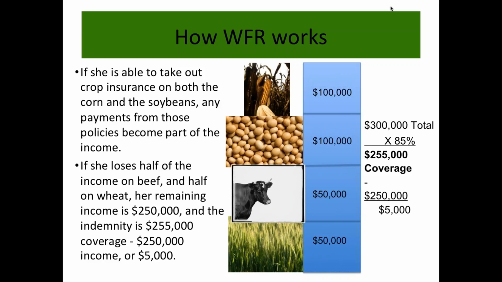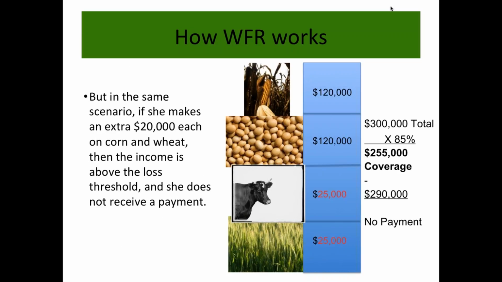The indemnities with that 255, the coverage, the indemnity is 5,000. I think I messed that up a little bit. But in that same scenario of loss of half of the beef and the wheat, if she makes an extra $20,000 each on the corn and the beans, then the income is above the loss threshold and she doesn't receive a payment. So if she's getting $120,000 each from the corn and the soy, then that bumps her back above the threshold, and that's how the whole farm part of it works.